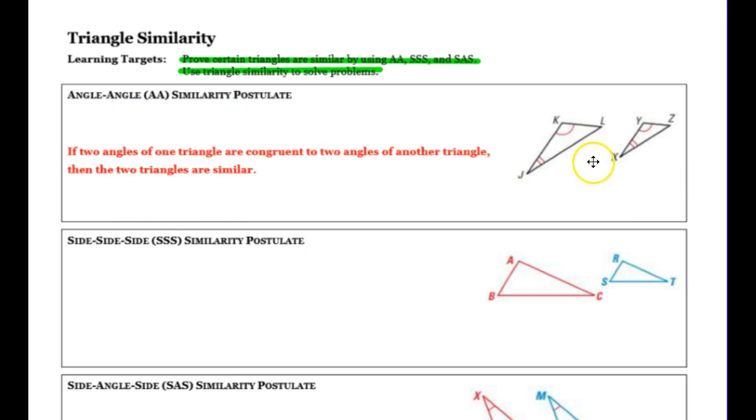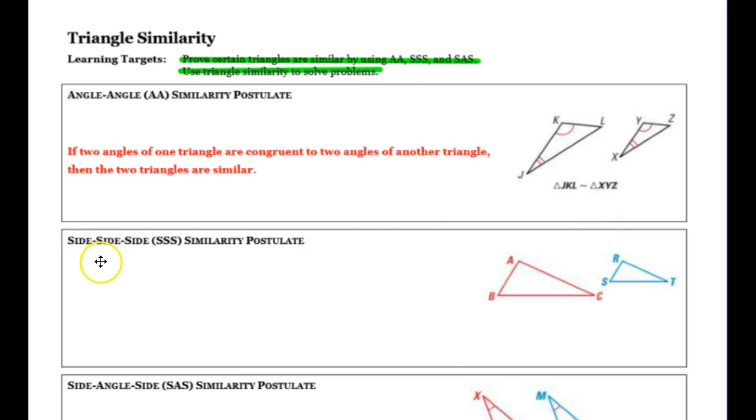So if two angles of one triangle are congruent to two angles of another triangle, then our two triangles are similar. So here we've got angle K and angle Y are congruent, and angle J and angle X are congruent. And by our third angle theorem, we technically know that L and Z are congruent. But you just need two, and since I have two, I can write this similarity statement. Make sure you note that J is congruent to X, so J and X line up in the similarity statement.